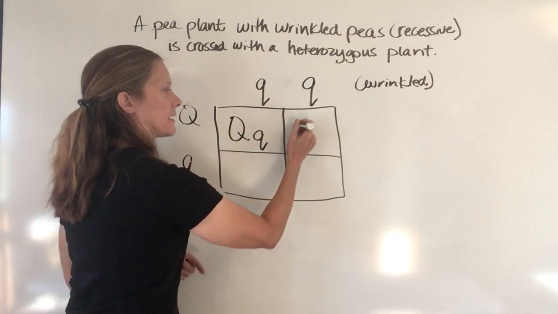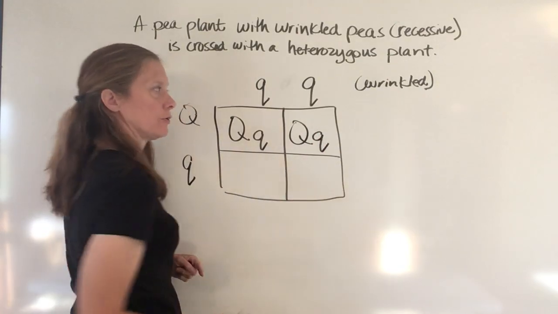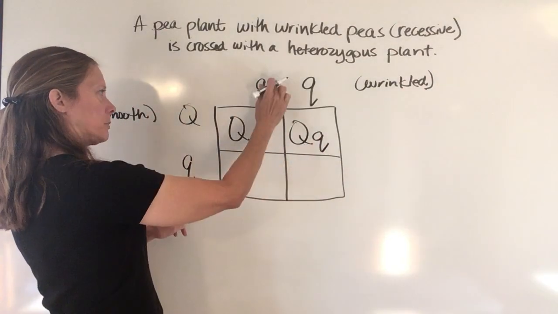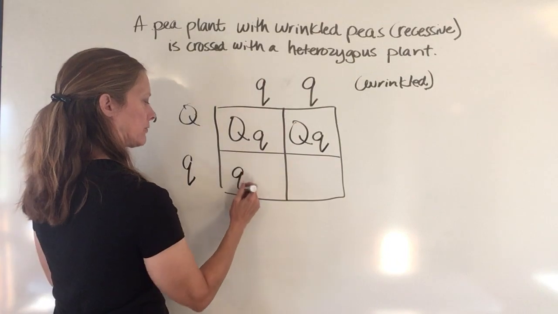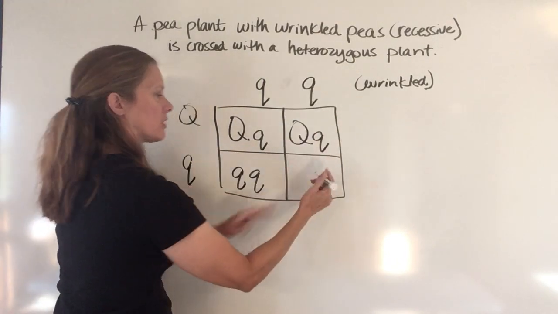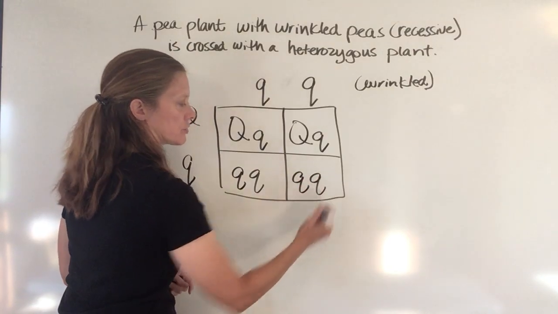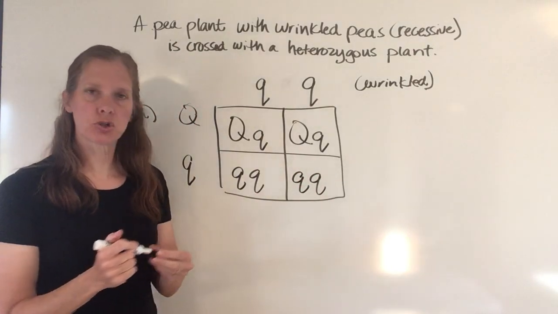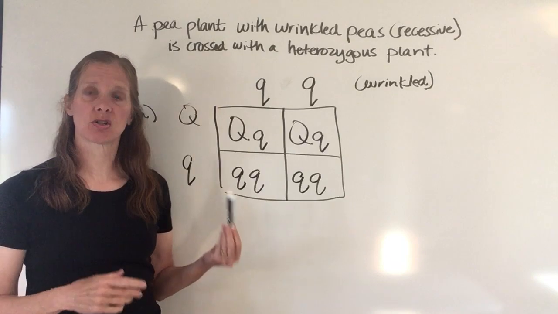This one will have a capital Q and a little q. Down on the bottom, both of these are going to have little q's, and this one in the bottom right-hand square will also have two little q's. So what do my plants look like?